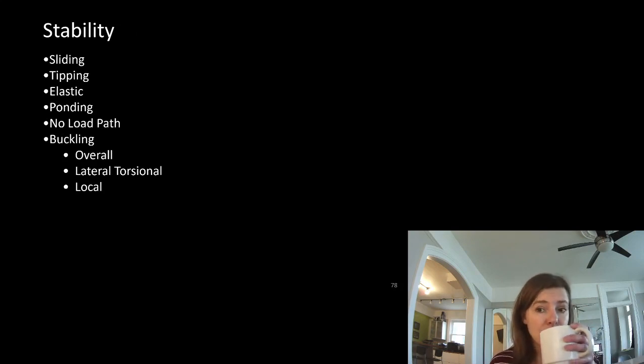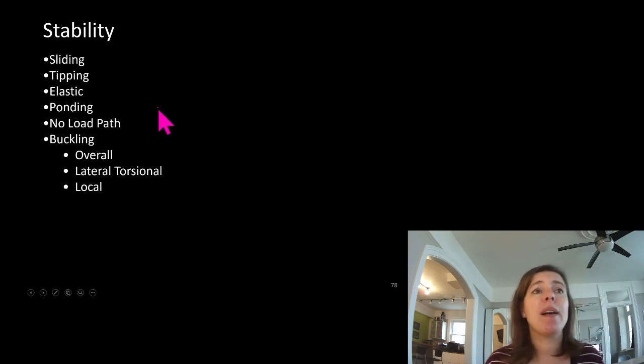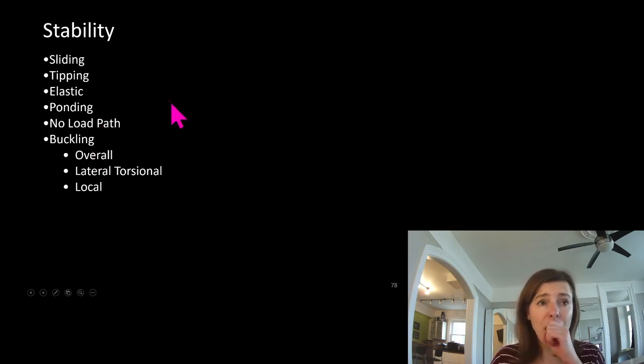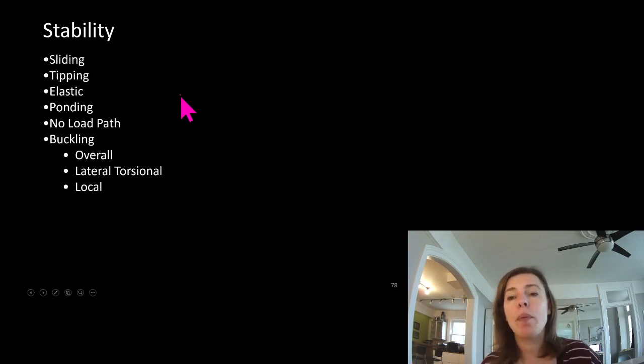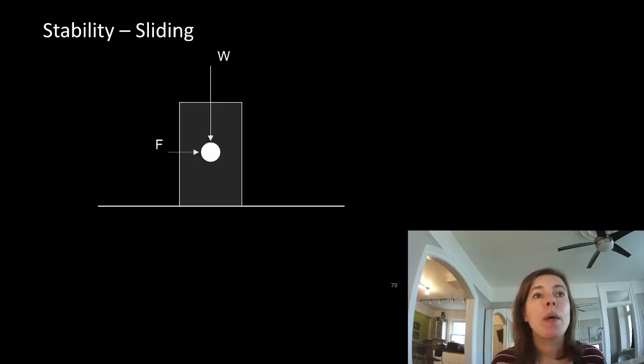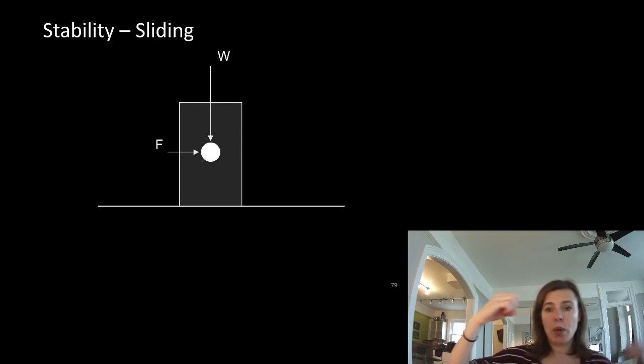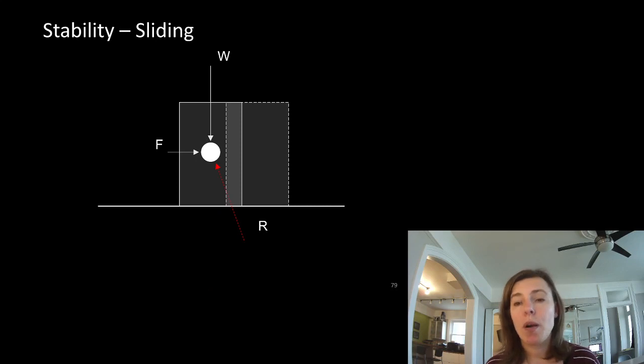Stability. I'm just going to breeze through this because stability is more about intuition. We have sliding, tipping, elastic stability, ponding, no load path, or buckling. And those can all be stability issues. Some of these lead into other issues or maybe started with another issue. So sliding is basically when we have not enough friction and our object just slides, or there's not enough force. If this is the applied load, there's not enough force to resist it from sliding that way. So our object slides.